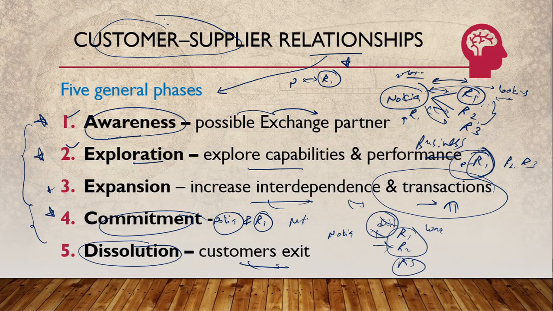Then you explore its capabilities and performance. The third is the expansion, where you increase the interdependency. The fourth one is that you have built a good relationship and now you are committed to that business. And the fifth one is the dissolution, in the case where relationships are not good and the performance is not good, then you will break the relationship with that organization, which is known as the dissolution. So these are the 5 general phases in a relationship in terms of the customer and supplier relationships.